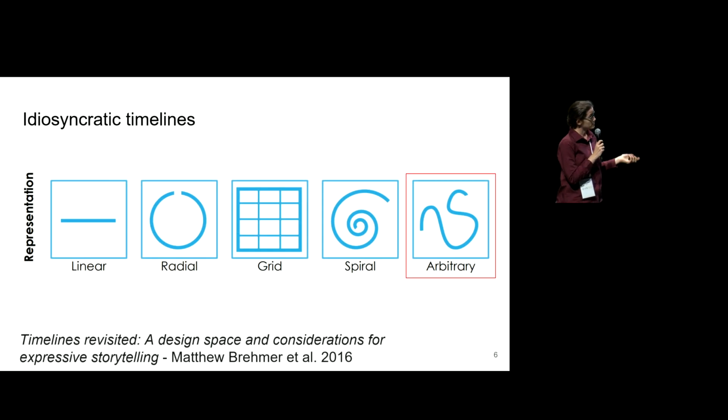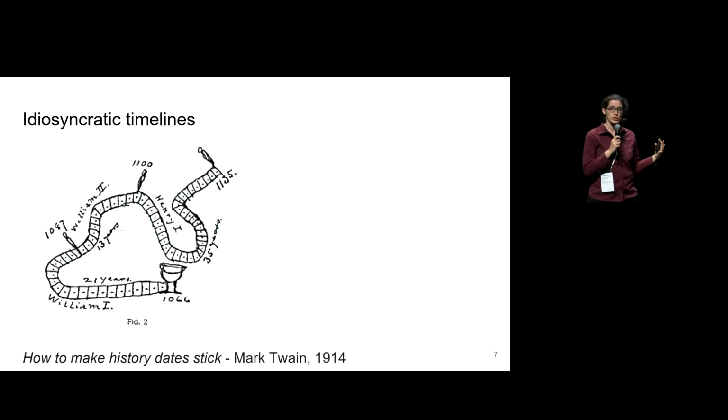In this work, we are particularly interested in what we are calling idiosyncratic timelines, which are similar to Brehmer et al.'s classification of arbitrary timelines, except that we focus on this notion that a timeline with an unusual shape will often encode a meaning that is unique to the author.